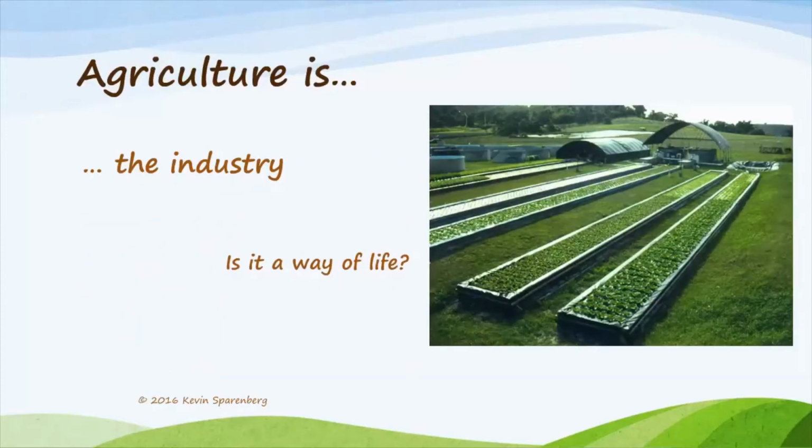Agriculture is the industry, is how our definition starts. Industry is the production of goods or related services, but is it also a way of life? Many people like to think of farming and ranching as a way of life, but then so is working in a factory or operating a grocery store. So let's focus on the idea that agriculture is an industry, and we can talk about a way of life in another lesson.